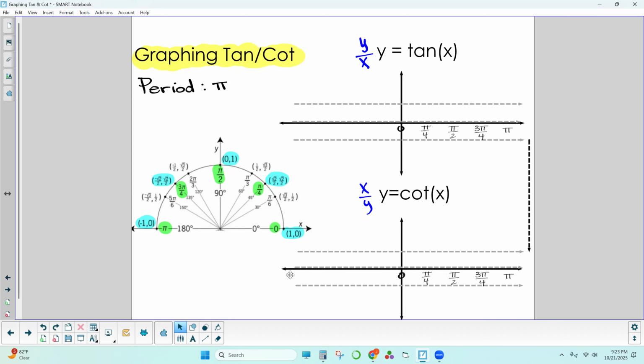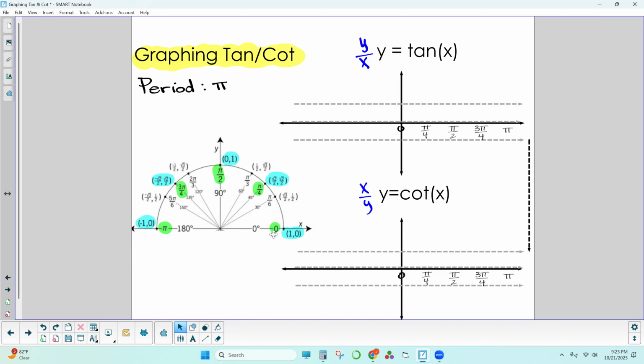Because of that, we take our period of pi and divide it by 4, and we come up with these four steps: 0, pi over 4, pi over 2, 3 pi over 4, and pi. I've established that here on the x-axis. So this is one period. I've got my high, mid, and low lines at y equals 1, 0, and -1. Now we will piece together the parent graph of tangent.